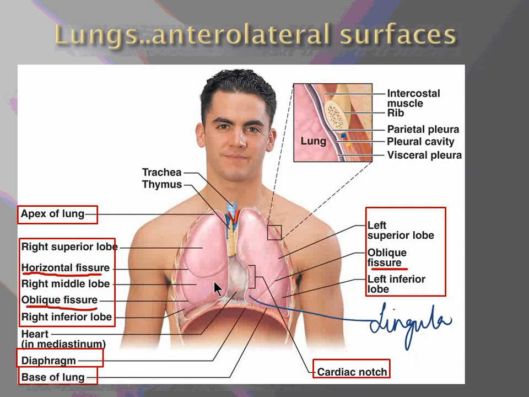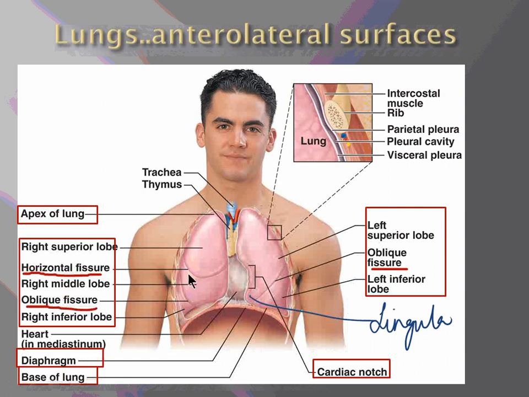Now, both lungs have a little oblique fissure. So this one here is called the oblique fissure. So notice the one on the left side and the one on the right side. This oblique fissure divides the lungs into an upper lobe and a lower lobe, or called superior and inferior lobe. So you can see superior and inferior lobe.